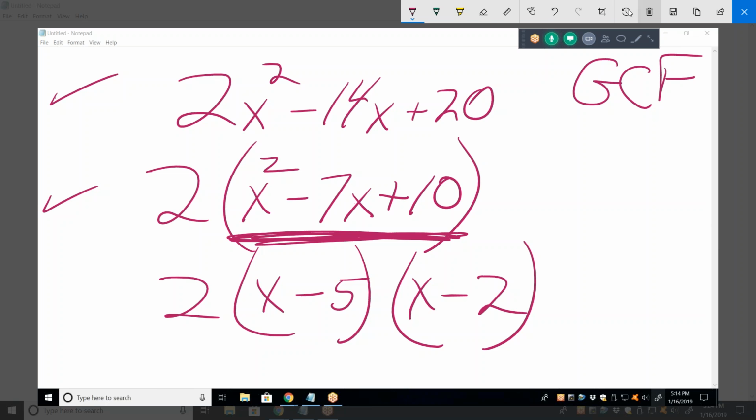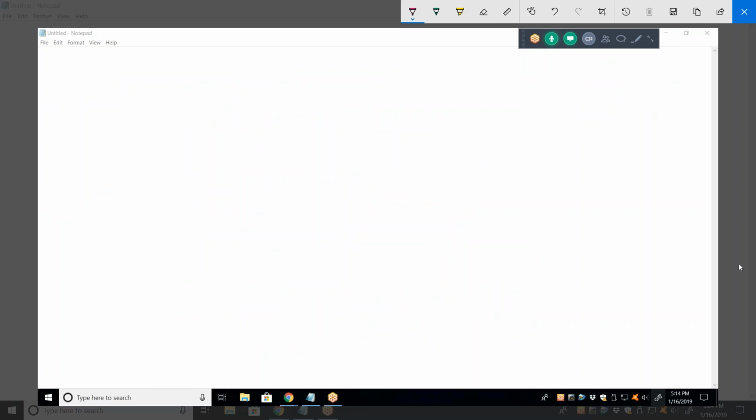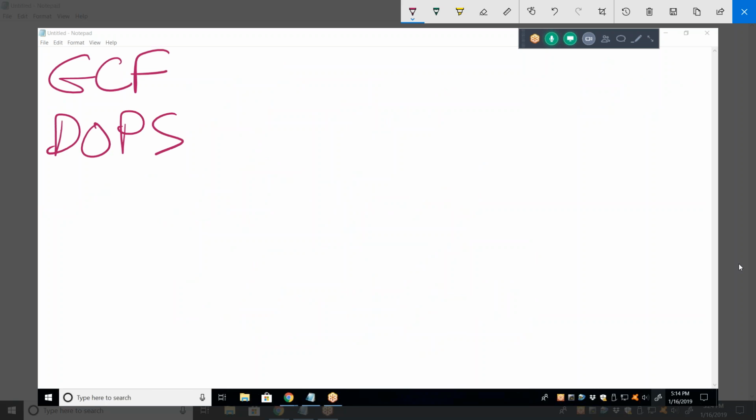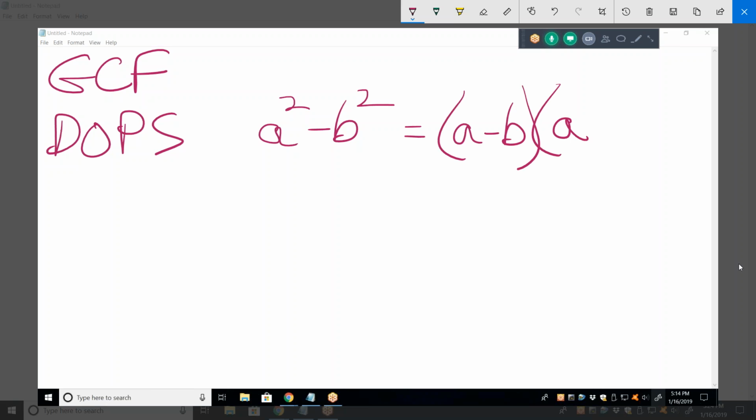All right. There's kind of a priority level of factoring. That's the first one you look for. That's the second. You know what that stands for? Difference of perfect squares. Here is the difference of perfect squares. That always factors into a minus b times a plus b.